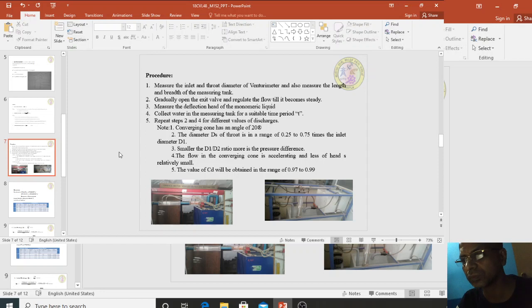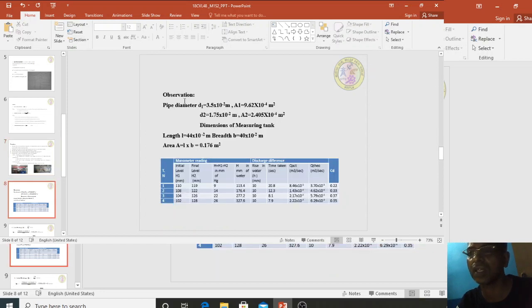As I said earlier, the smaller the d1 by d2 ratio, the more is the pressure difference, and the CD value is in the range of 0.97 to 0.99. Whatever I said, the same thing. The pipe diameter in our Sri Krishnarajendra Silver Jubilee Technological Institute government laboratory is given as an example so that students can understand in a better way. Therefore, we have given the numerical values also as an example.